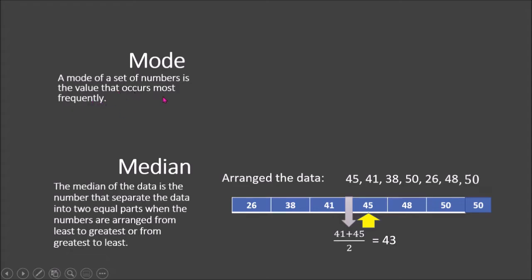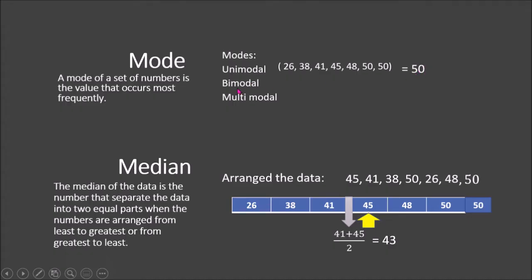It repeats. We have different kinds of mode: unimodal, bimodal, and multimodal. When we say unimodal, let's describe them by using samples of data. In this case, we have 26, 38, 41, 45, 48, and 250. That is unimodal. It is considered unimodal because we have one mode here, which is 50. The value of our mode is 50.